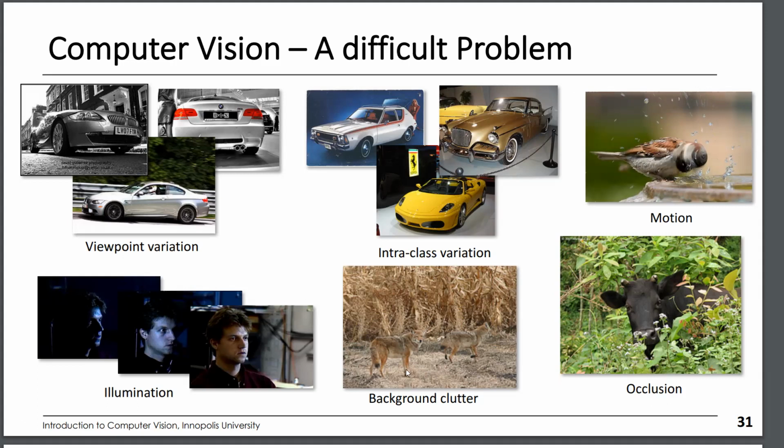The second part is background color. When the object shares the same color as the background, it gets very difficult to understand what's happening in the image. This is a challenge for both human beings and computer vision models. And occlusion: as you can see in here, the cow is being hidden by the trees, making it a bit more challenging.